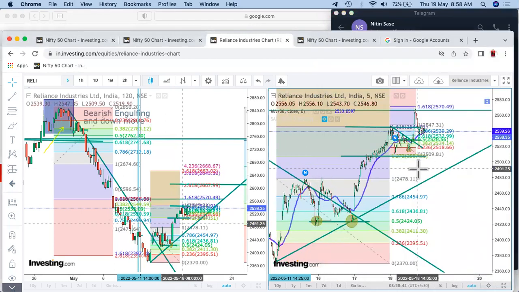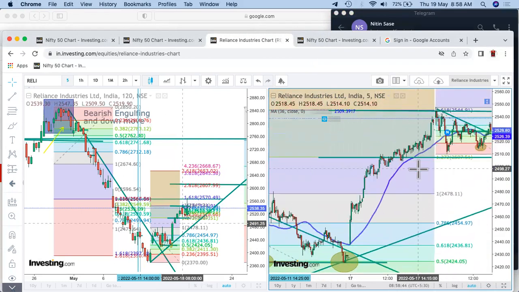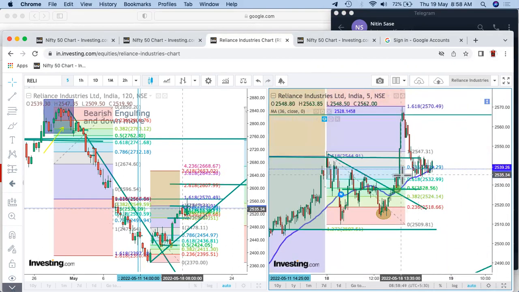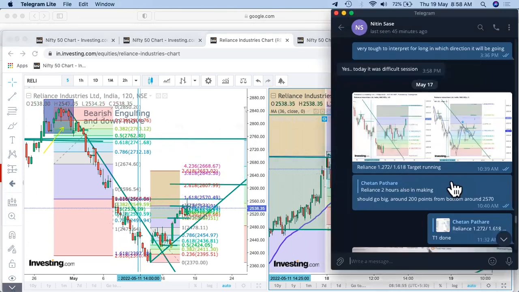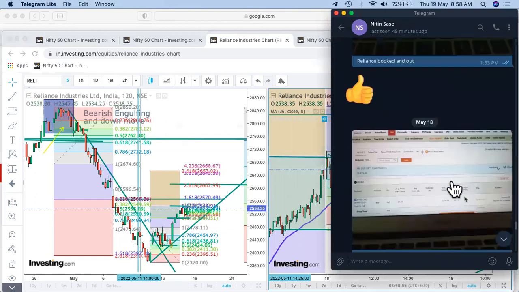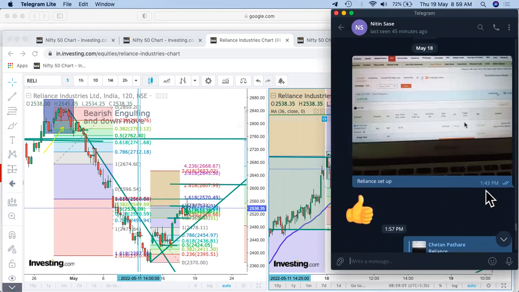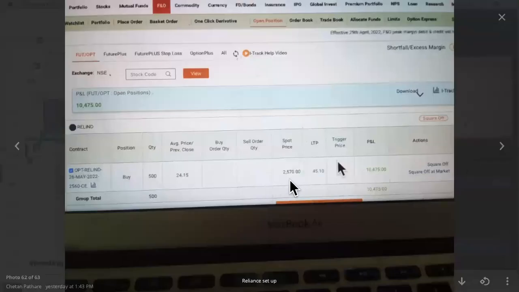And we reached 2570 in terms of timing. It was the 140, 5 minutes candle, and on the 18th at 140, I was out of the trade, just moved out because it didn't make any sense moving in any direction, and it was exactly at 2570 that I was out of the trade.